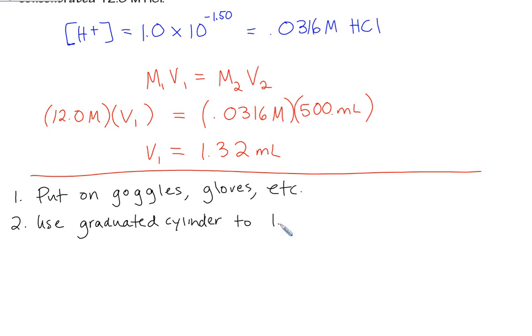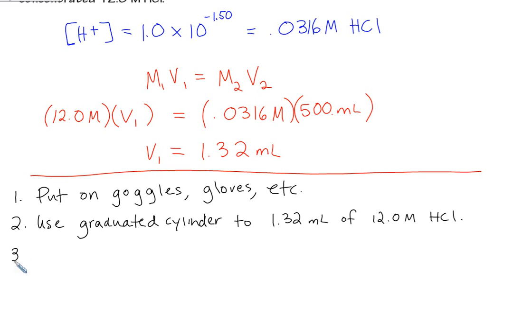We're going to measure 1.32 milliliters of the 12 molar HCl. Okay, so number one, make sure that if you're measuring a quantity that's very specific, we'd use a graduated cylinder, not a beaker. And number two, make sure you specify that the 1.32 milliliters is the original 12 molar HCl.